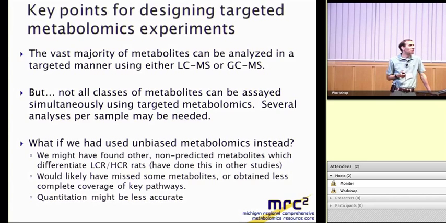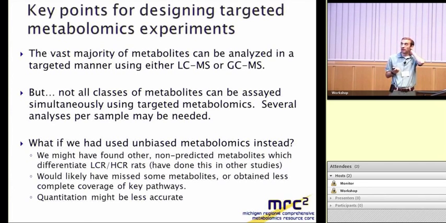What would have happened had we used unbiased metabolomics for this study? And we have done that on these rats and other studies a good bit. So we might have found other non-predicted metabolites which would differentiate the LCR and HCR rats. So that would have been a good thing, right? We might have found things that we didn't expect that we should be looking at. Maybe TCA cycle is important, but maybe there's something in some lipid species or some other pathway that we hadn't predicted that would have told us something about the animal. So that would have been a good thing.